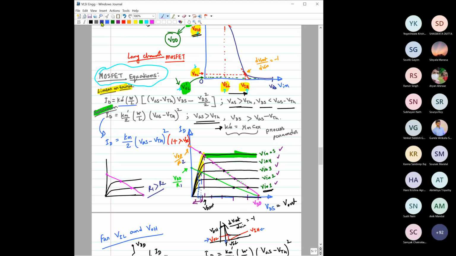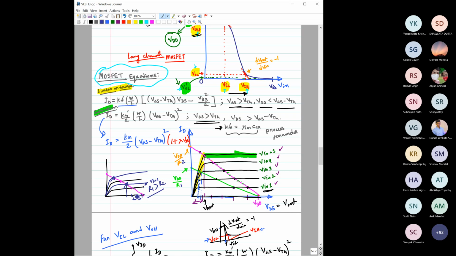Now suppose you increase this Kn, meaning the W by L ratio. So for V in one, your current has increased. For V in two, your current has increased. See now where the cross sections are. Now the cross sections are here to here. So earlier, from 0 to V in, you were getting a change up to this in the V out.